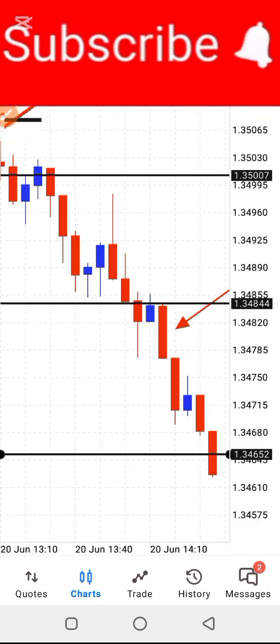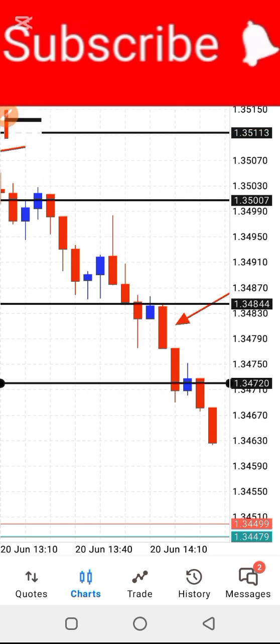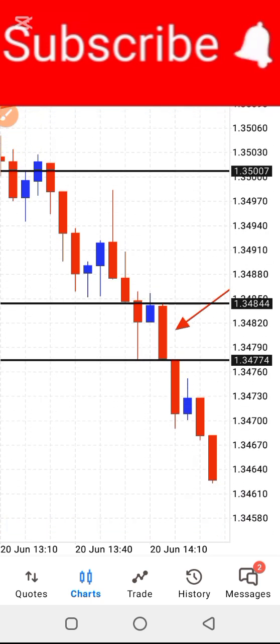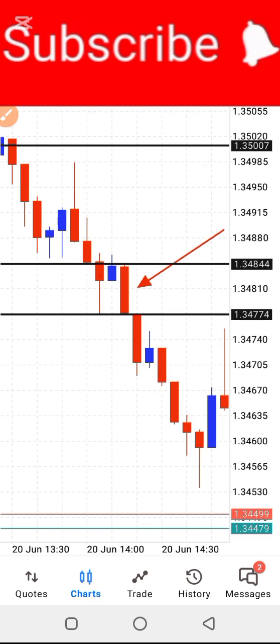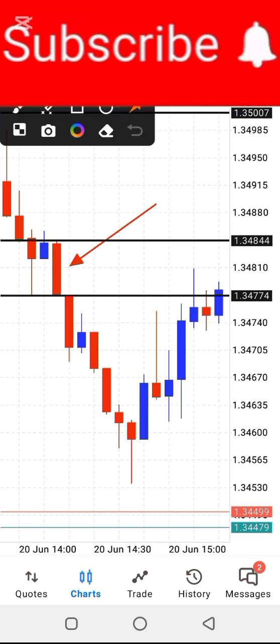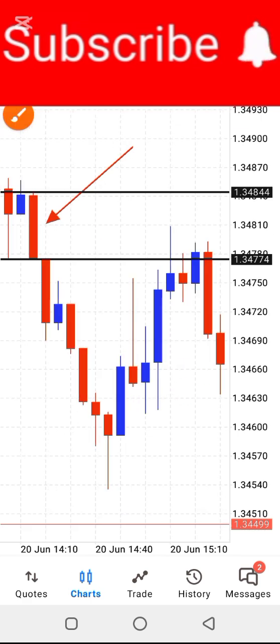Okay, so let me balance this up. All right, so I'm simply waiting for price to get back here so I can sell. Okay, so let's see what played out. Price tapped into the zone right here. You can see the wick entered this zone, and I'm looking for some selling to take place from there.